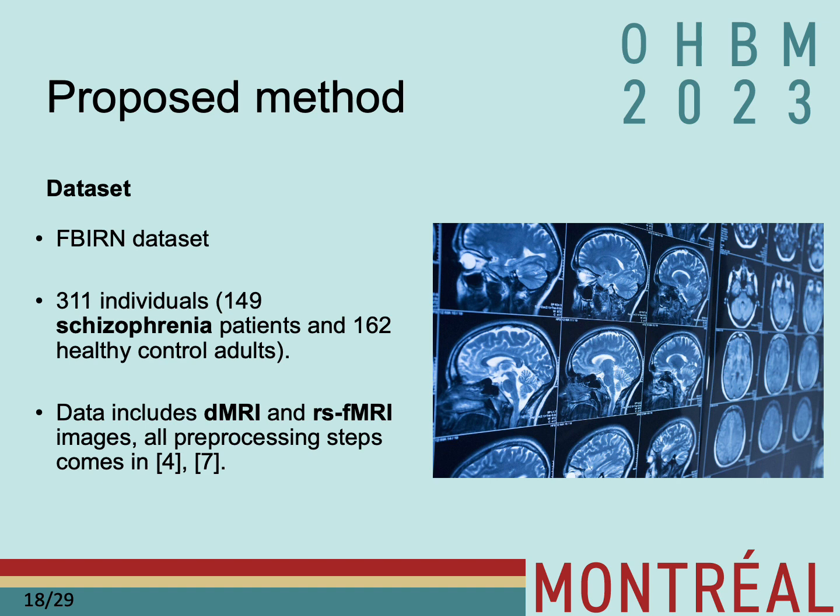In previous slides, we talked about the main concepts of our proposed model. Now we first talk about our datasets, and then we go through the main steps of the model. For this work, we used the FBIRN dataset. It contains dMRI and fMRI images from 311 individuals, including schizophrenia and healthy subjects, and they were all preprocessed.